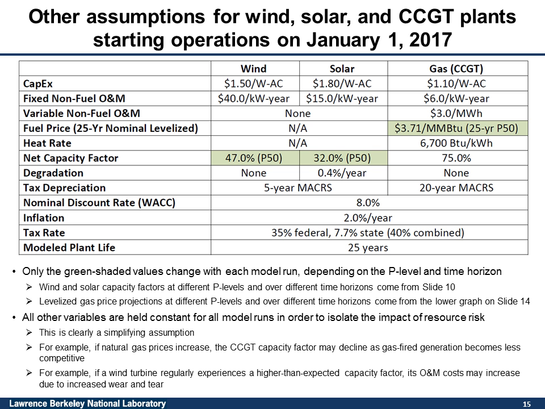And let's actually turn to LCOE now. Here you see the various modeling assumptions that go into the LCOE calculation for a wind, solar, and combined cycle plant, all of which commenced operations at the start of 2017. All of these inputs, except for the 3 that are shaded in green, are held constant across all modeling runs. But the 3 green shaded inputs, namely the wind and solar capacity factors and the levelized gas price, will vary by both time horizon and by P level.